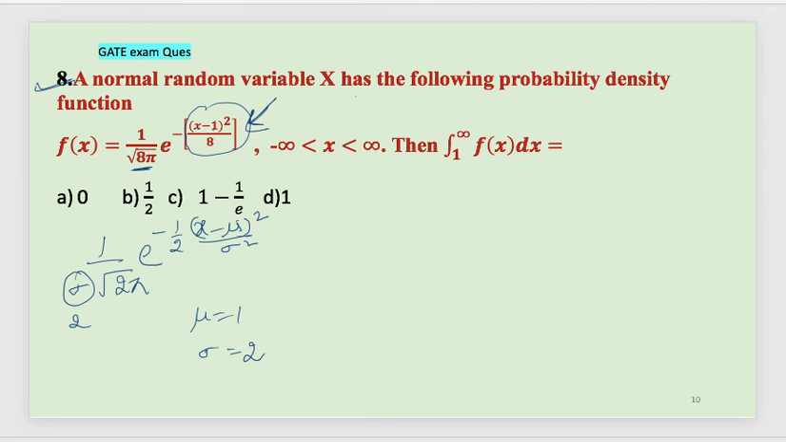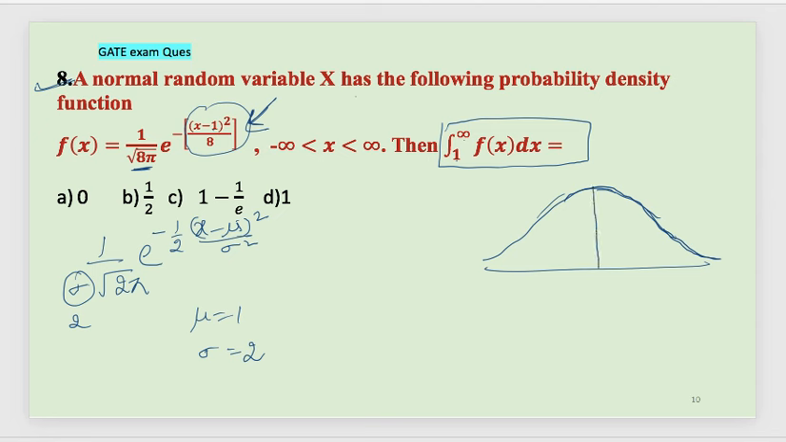So when I want to see what to calculate in this question, 1 to infinity, remember that in a continuous distribution, when somebody is looking for the integration, it means it is talking about the probability from one point to another point, or we can say area under the curve. Since we have retrieved the mean location as 1, it means this is the center position. We are looking for integration from 1 to infinity, that means it is the same as the probability of x greater than 1 till infinity.